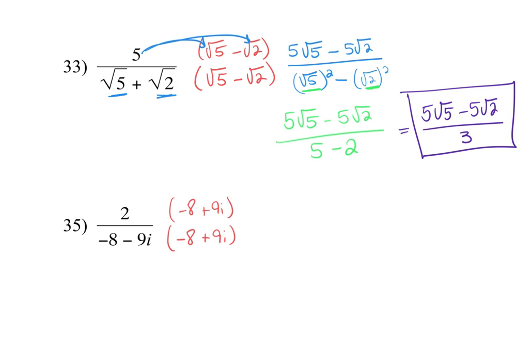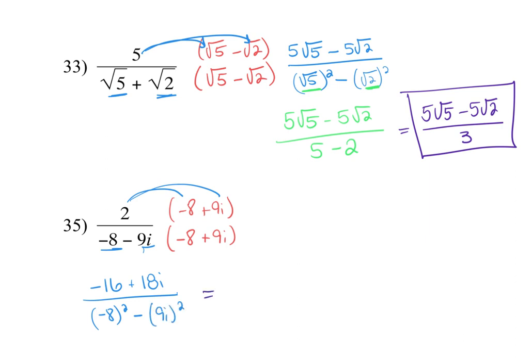All right. Numerator, we do exactly the same thing. Distribute. So I'm going to distribute the 2 through to both of those. 2 times -8. 2 times 9i. On the bottom, again, I'm multiplying conjugates. So I square the first one. -8 squared. It's always a minus. Square the second one. 9i squared.